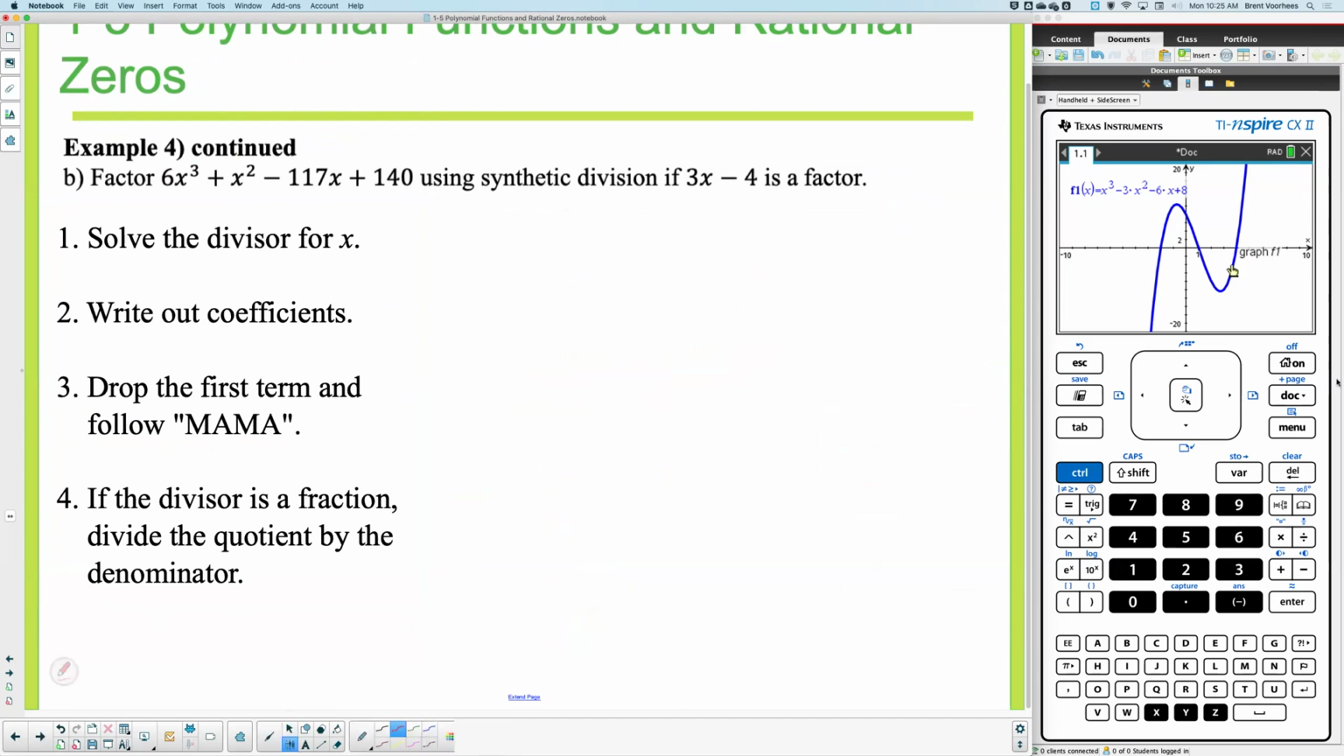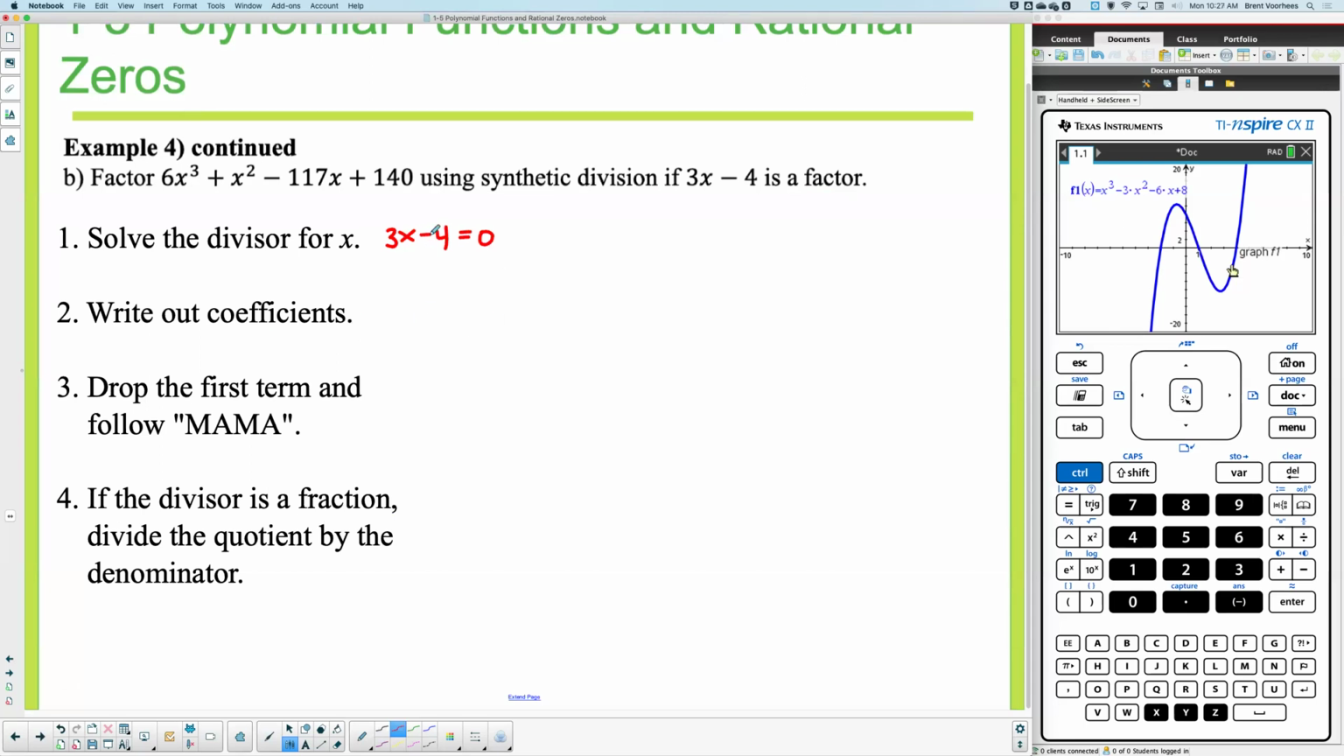All right, y'all tell me. It says here, solve the divisor for x. What is my divisor on this problem? Okay, so we need to solve this. So we'll say 3x minus 4 equals 0. Solving it, you set it equal to 0 like that.